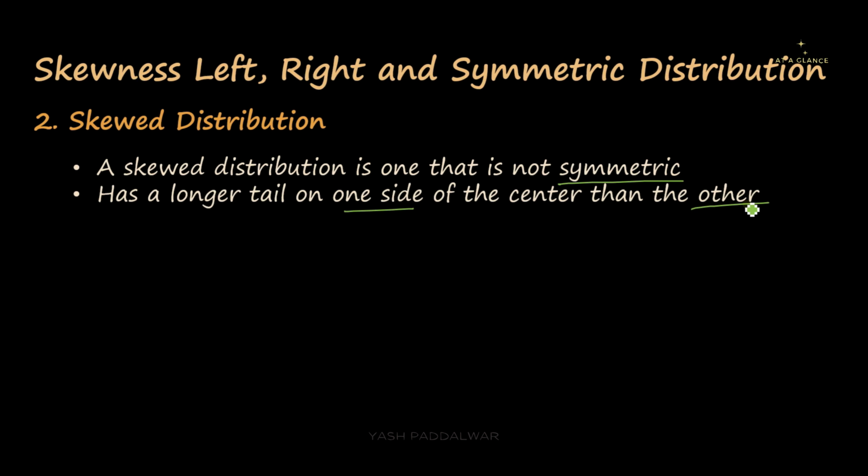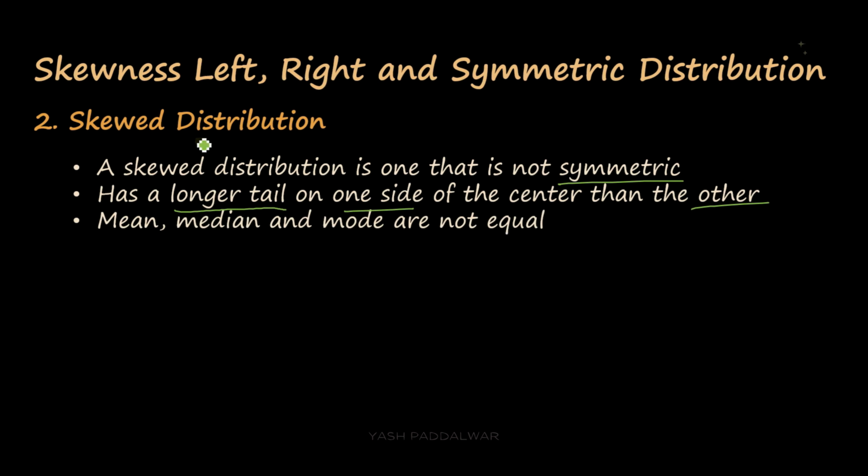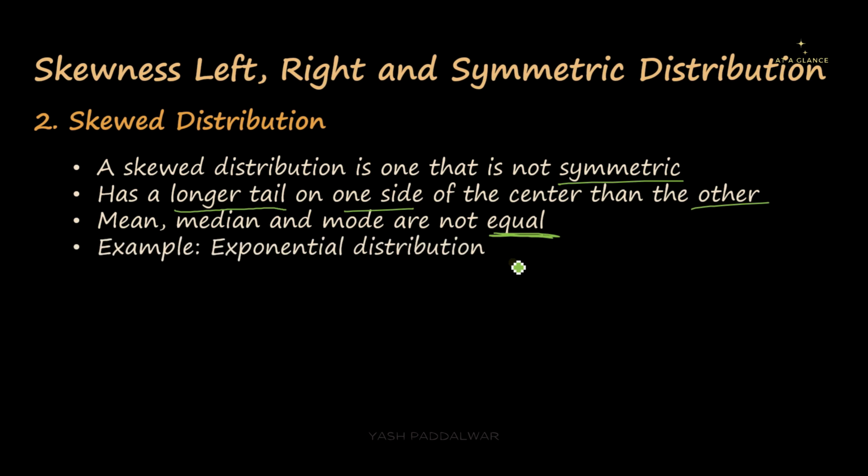One side of that particular distribution will consist of more data points, which will lead to a longer tail on the other side of that distribution. Now, mean, median, and mode in this type of distribution are not at all equal at any cost because it is a non-symmetric distribution. A simple example of a skewed distribution is the exponential distribution.